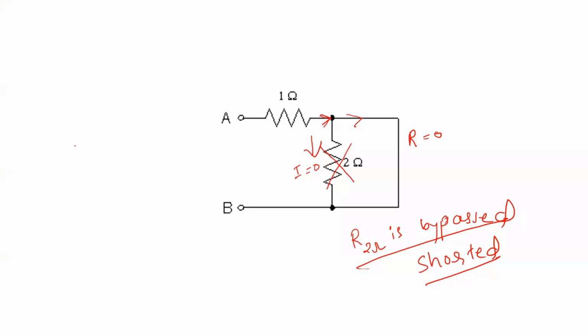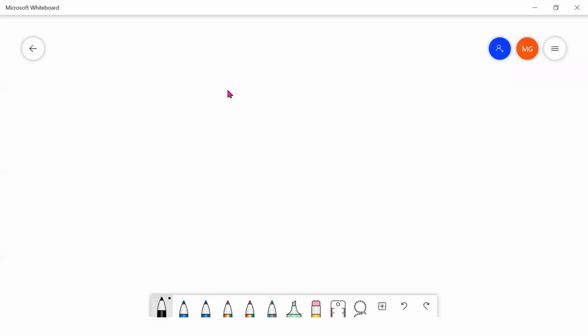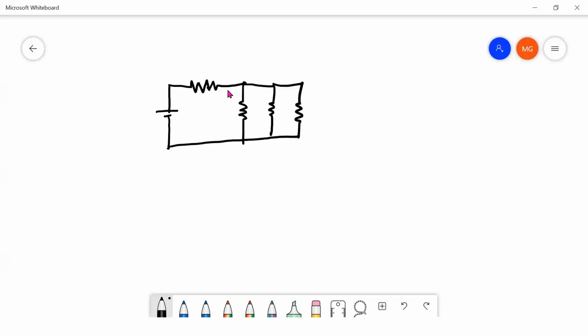So you can take any circuit other than that. I will write here the different circuits. Here 3 circuits are connected. I will make use of a whiteboard. All right. So consider the voltage source, the series resistance, and three parallel resistors connected here. Take any random values. It is R1, R2, R3, R4. Assume 5 volts. This is a simple circuit.